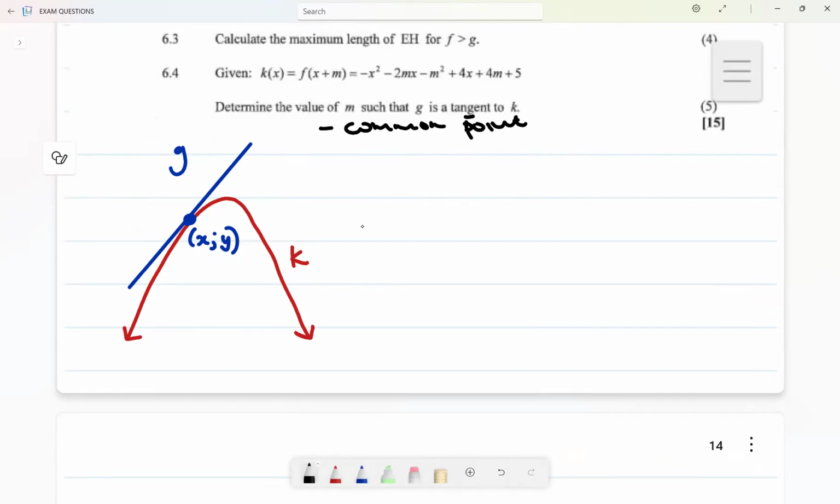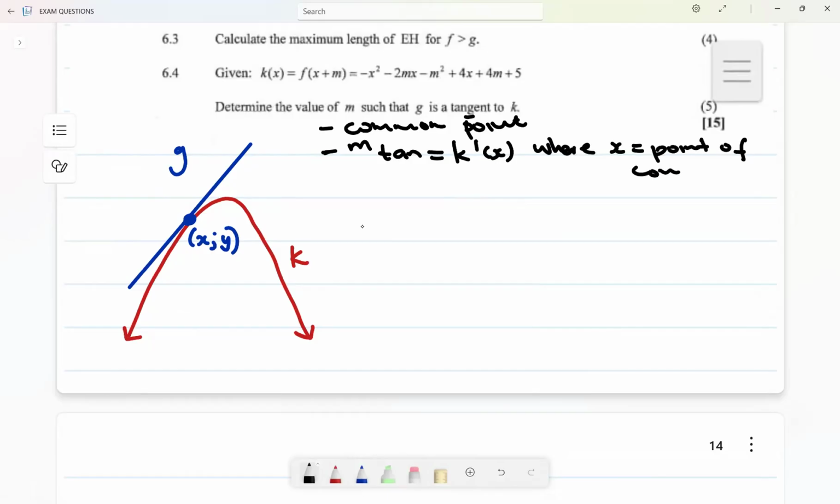And another thing is that the gradient of the tangent is equal to the gradient of the function at that specific x coordinate where they meet. So not just k of x, but where x is equal to the point of contact, whatever the x value where they meet.